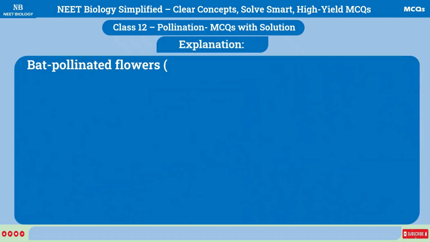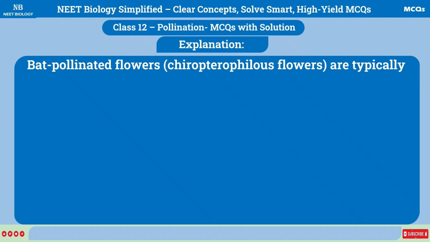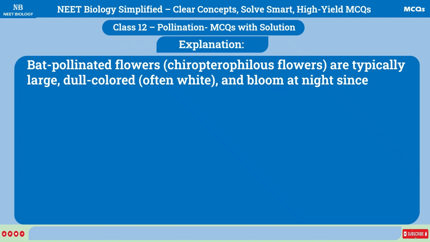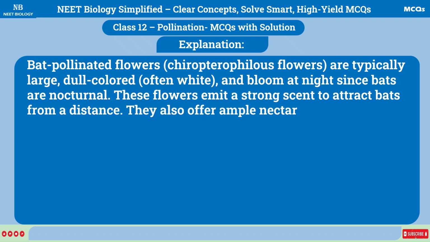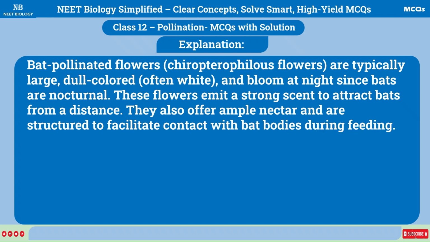Explanation. Bat-pollinated flowers, Chiropterophilous flowers, are typically large, dull-colored, often white, and bloom at night since bats are nocturnal. These flowers emit a strong scent to attract bats from a distance. They also offer ample nectar and are structured to facilitate contact with bat bodies during feeding.